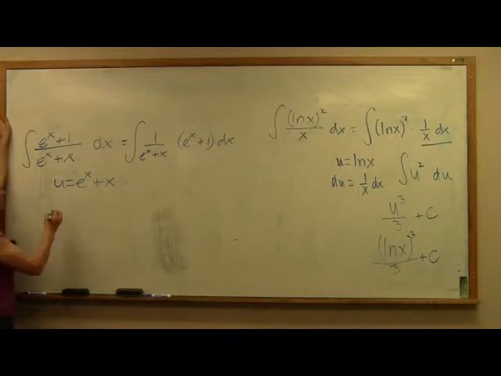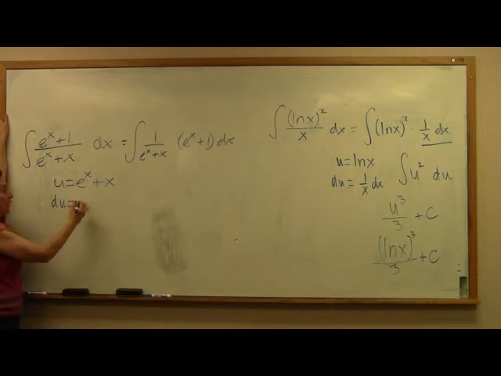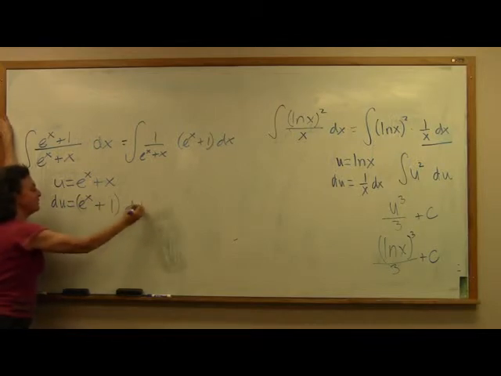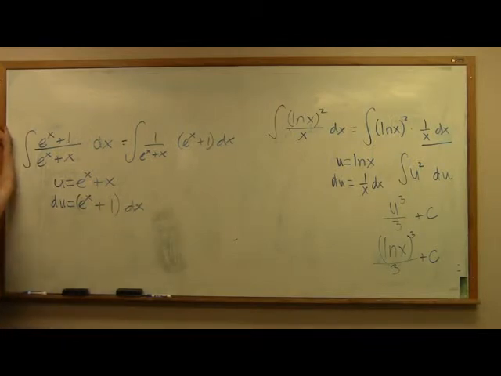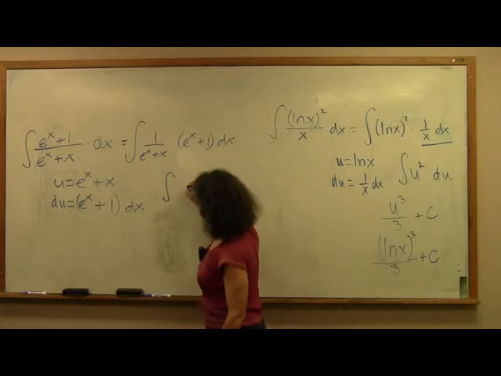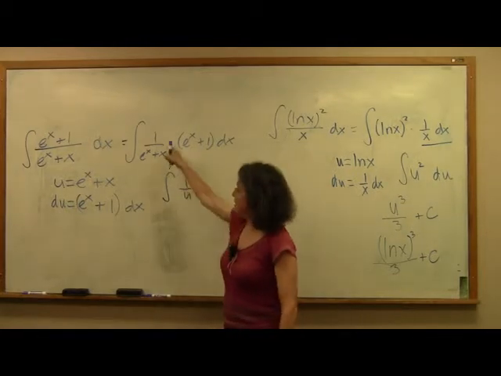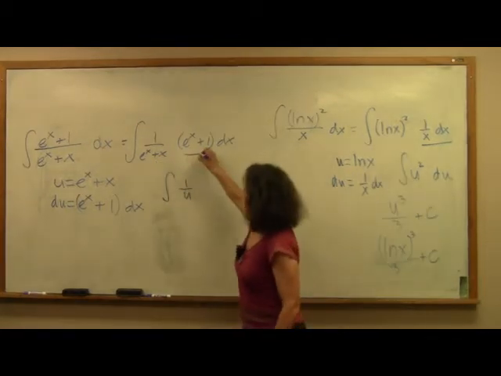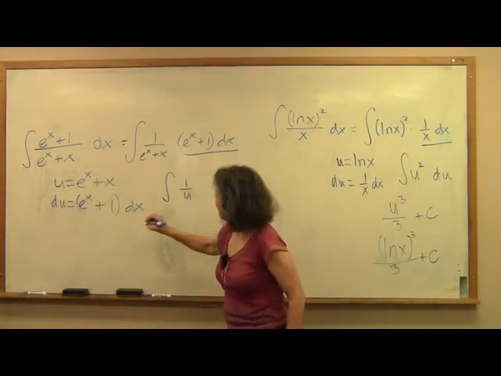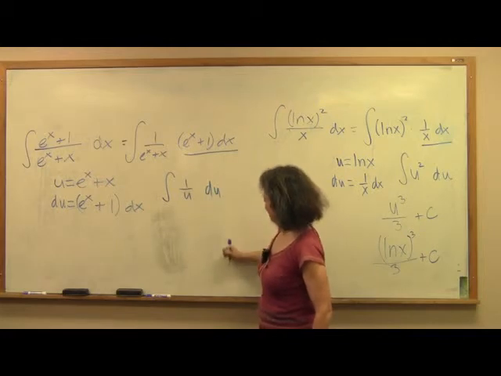Okay, check this out. Take the derivative of both sides. So du, well, the derivative of e to the x is e to the x. The derivative of x is 1, and that's dx. Okay, so let's now substitute. Do you agree? This becomes 1 over u. Do we have an e to the x plus 1 dx anywhere? We sure do. That's du.